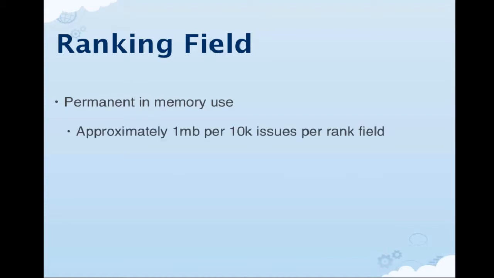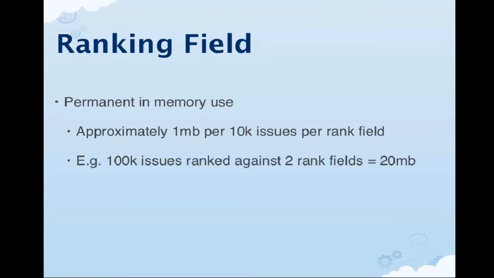And the other thing to be aware of with the ranking field is it does have a permanent memory usage now. It's actually going to be permanently taking approximately 1 megabyte of heap space per 10,000 issues per rank field. Now, if you've got a lot of teams that are using separate rank fields and you've got a lot of issues, then it can add up quite quickly.